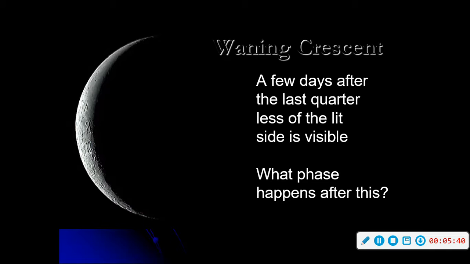That's a few days after the last quarter, and less of the lit side is visible, and it's still on the left side. The rest is all dark. And what happens after this? Well, it starts the cycle over again, and then you have the new moon again.